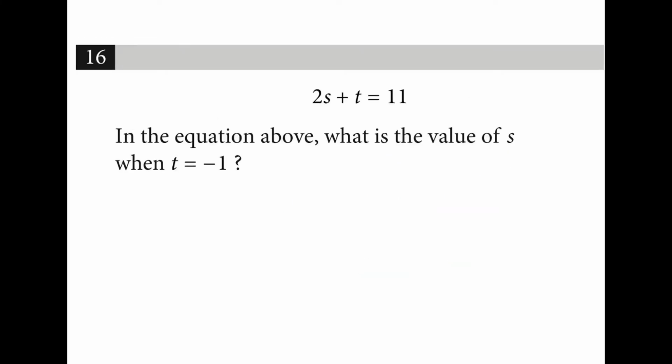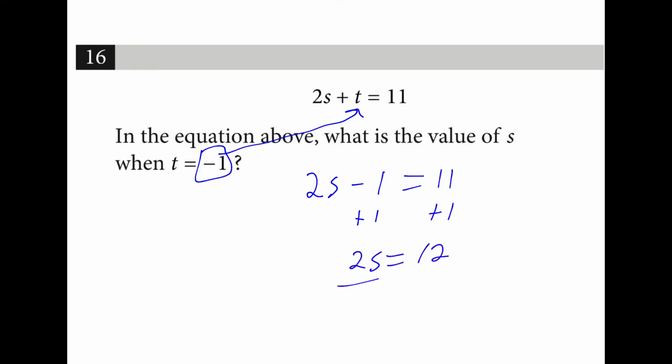In the equation above, what is the value of s when t is equal to -1? So we're going to take this value and substitute there. So we have 2s minus 1 is equal to 11. We'll add 1 to both sides. We have 2s is equal to 12. We'll divide both sides by 2. We have s is equal to 6.